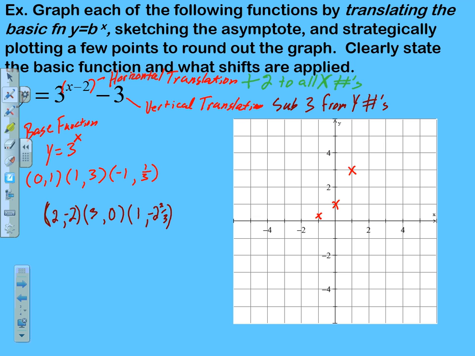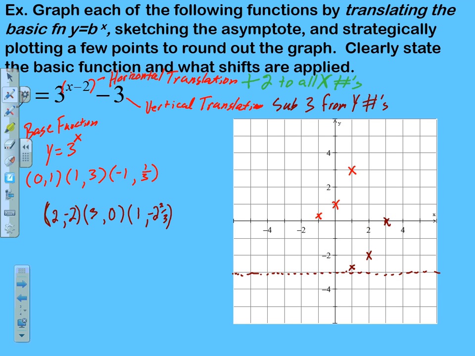Now I'm going to go ahead and plot those points. So (2, -2) will give me a point right here. (3, 0) will give me a point right here. And (1, -2 2/3) will give me a point about right here. And the -3 of the function says that I should have a horizontal asymptote where y is equal to -3.